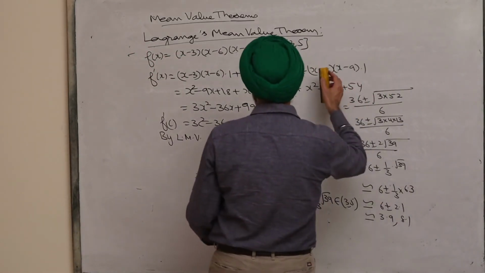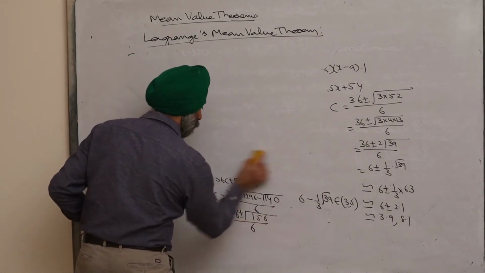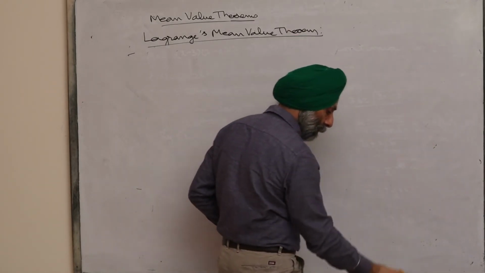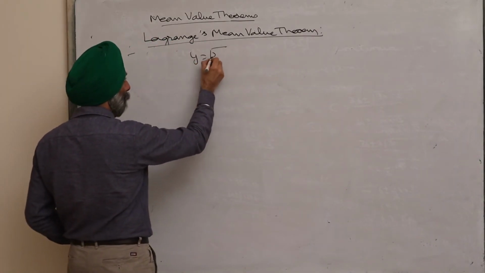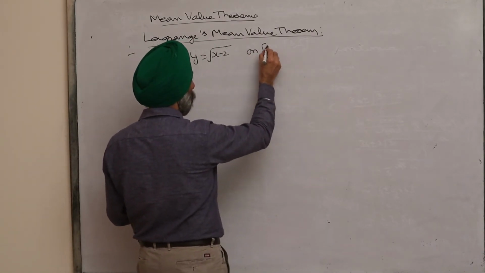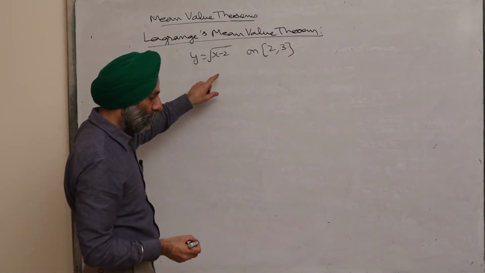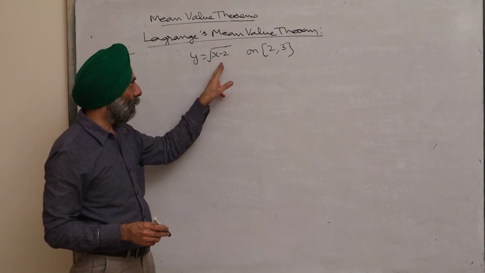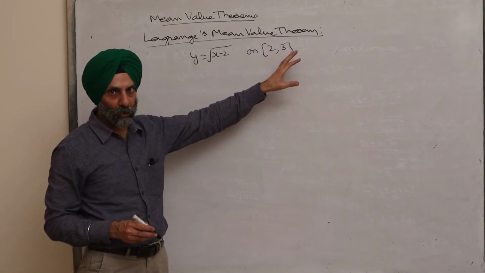Now similarly the next one is: using Lagrange's mean value theorem, find a point on the curve y = √(x − 2) on the interval 2 to 3, where the tangent is parallel to the chord joining the endpoints of the curve. We have to find the point on the curve, on this interval, where the tangent is parallel to the chord joining the endpoints of the curve.